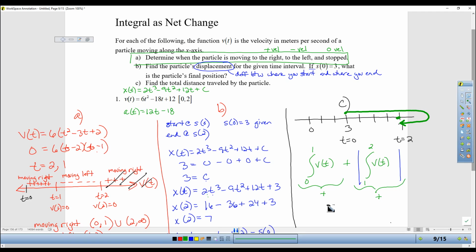You can use your calculator if you want to, but this is going to come out to be 5. This is going to come out to be -1, but since it's absolute value, my final answer is 6. So it moved 6 meters altogether.